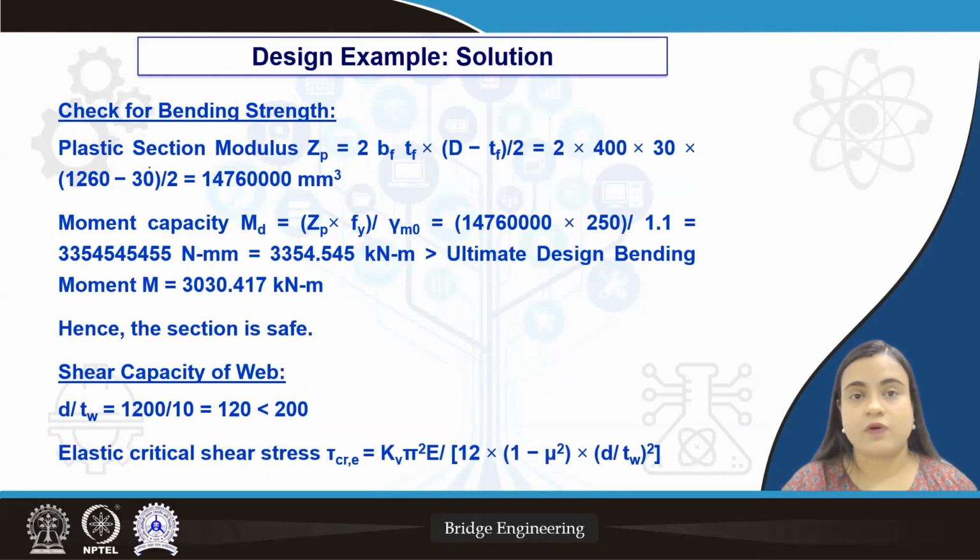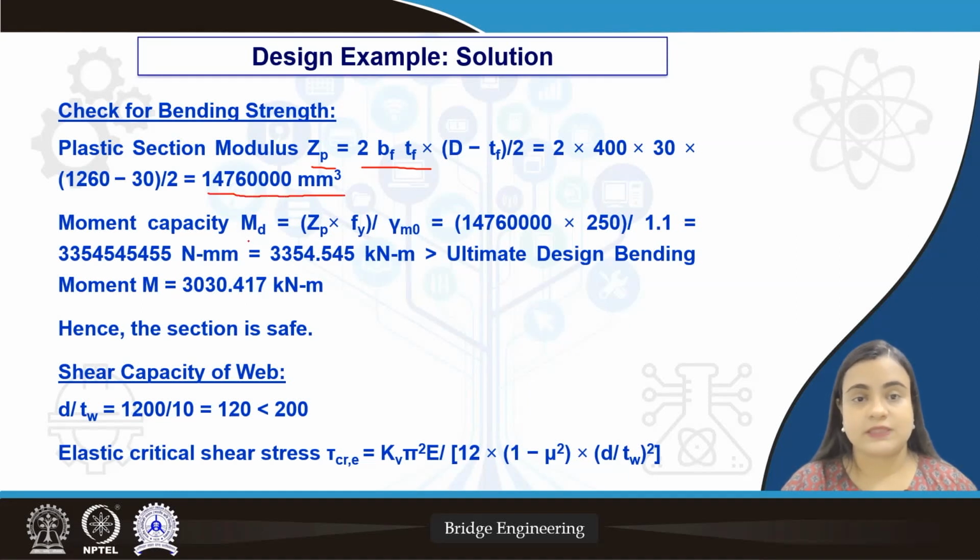Now we can check for the bending strength. The plastic section modulus Zp can be obtained as 2 times bf times tf multiplied by D minus tf by 2. Here D is the overall depth. So we can determine the magnitude of Zp by applying the magnitude of all the parameters. So that turns out to be 14760000 millimeter cube.